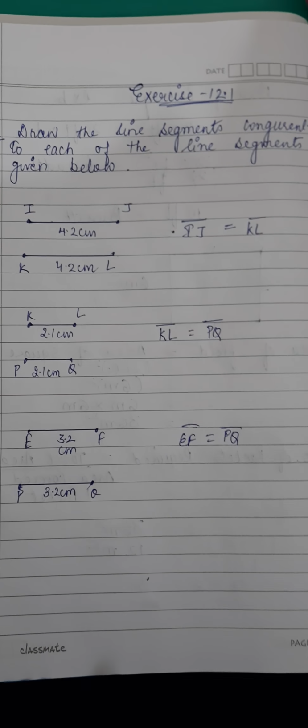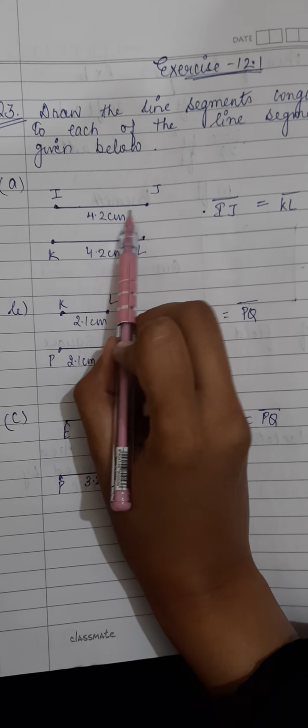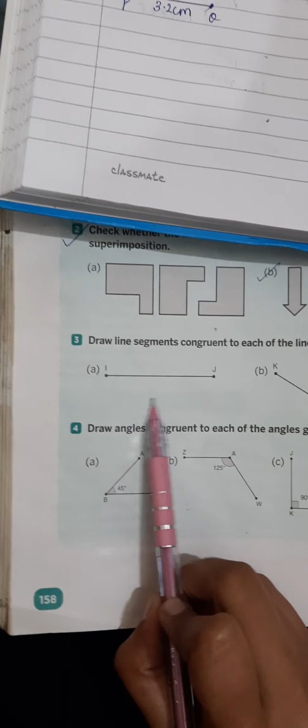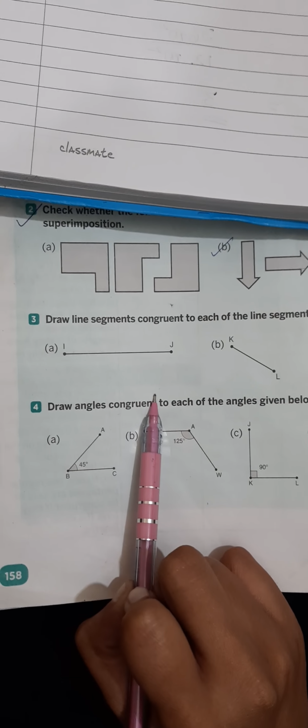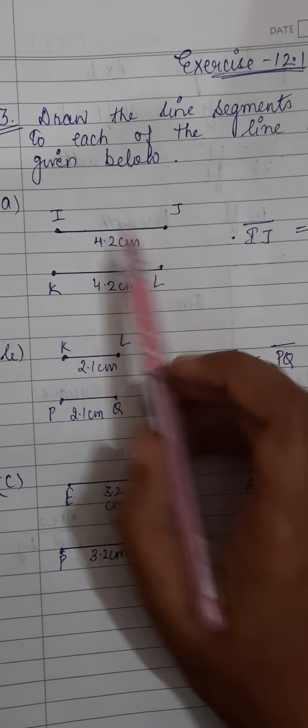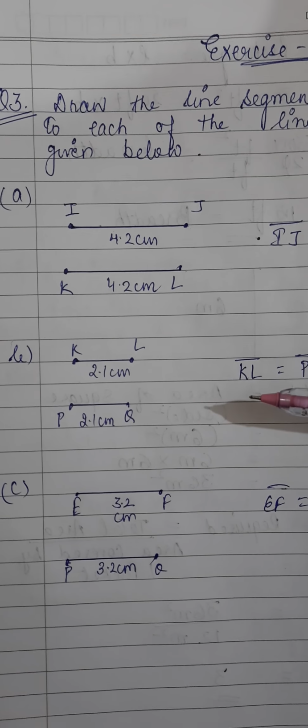Now in this, you have to do this question in the notebook. See, what they are saying is they have given you one line segment of which you are going to measure the length. With the help of the scale, you will measure this length IJ. It will come out to be 4.2. Just draw the same in the notebook, and you have to draw the congruent line segment.